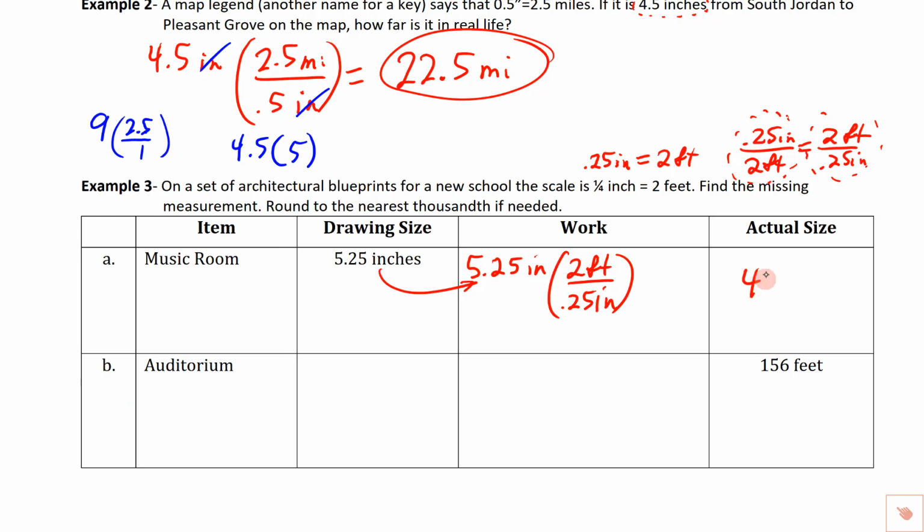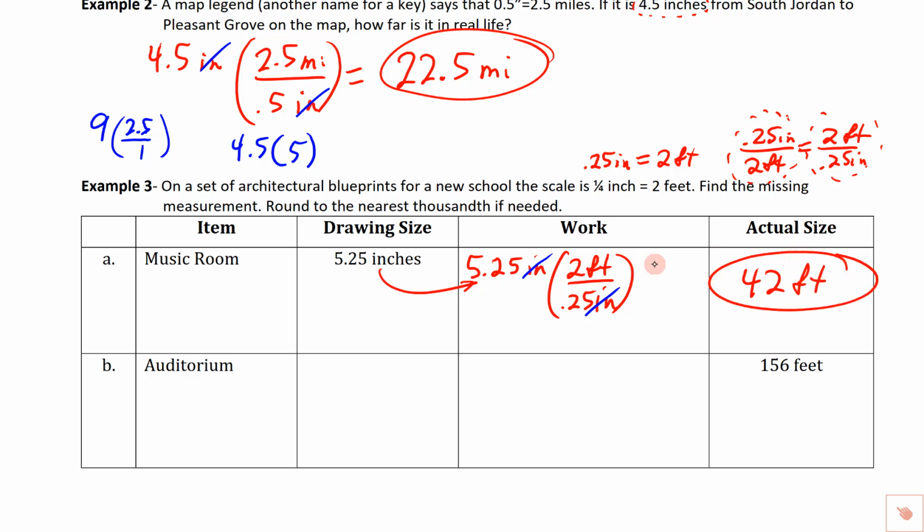So 42 here, and it's 42 what? Well, remember, we've canceled off the inches, and then we've just figured out what the number is. The number is 42, and the only unit left, the only label left is feet. So we're going to go ahead and label that as 42 feet.